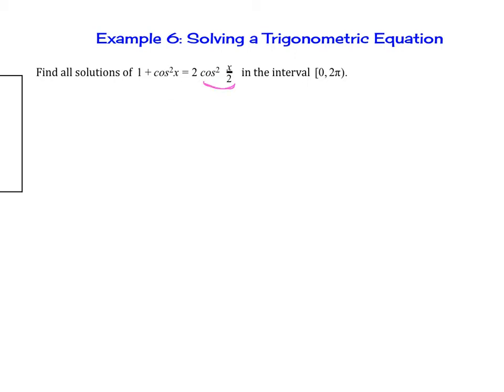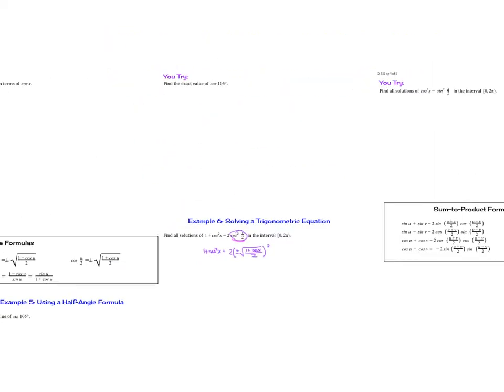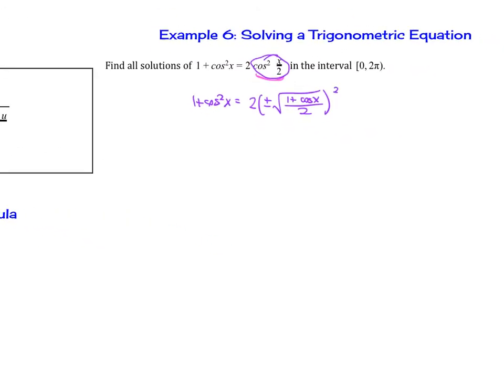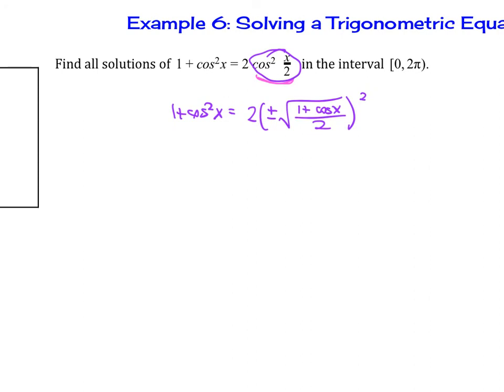So let's rewrite this. We have 1 plus cosine squared of x equals 2 times plus or minus the square root of 1 plus cosine x over 2, and that is all squared. So I just use the half angle of cosine here to plug it in, and then we square it. So now we can simplify.